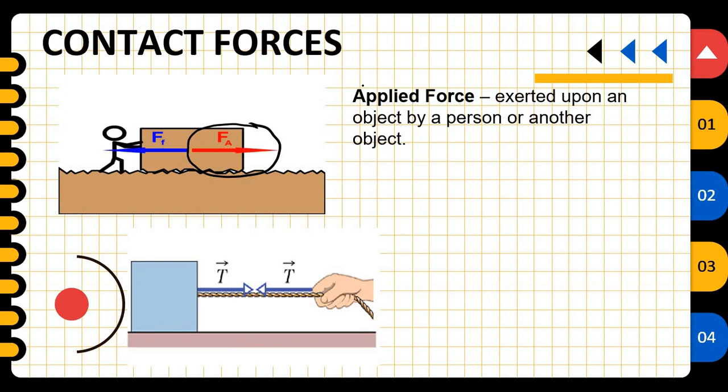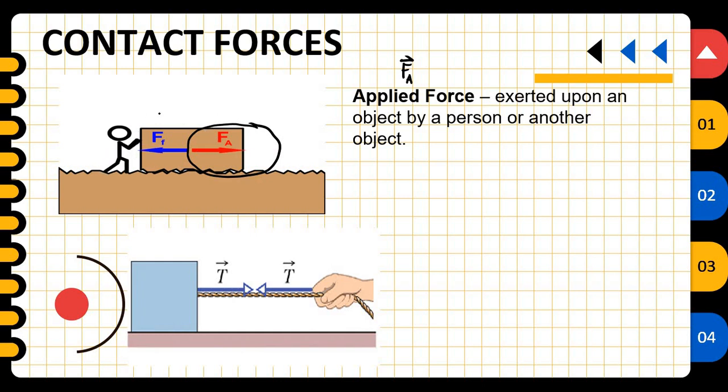So you could push an object or you could pull an object of interest, and that is a result of a force that you actually applied. So the symbol that we use for applied force would be F sub A, and that is the direction of the applied force in our example.